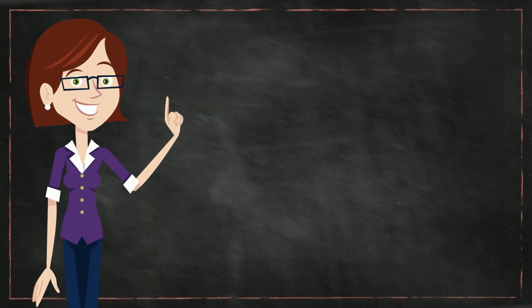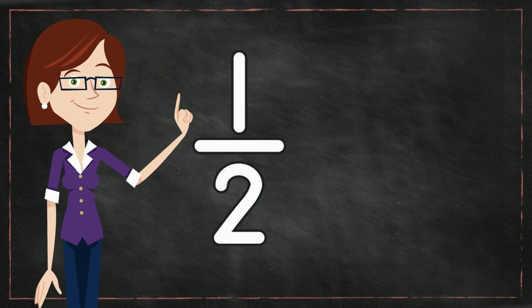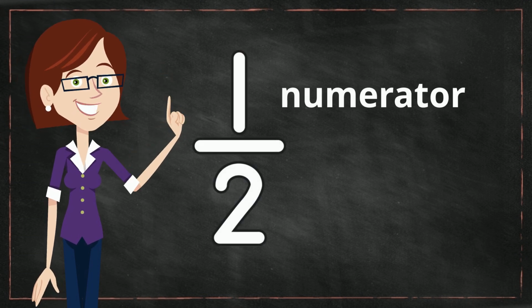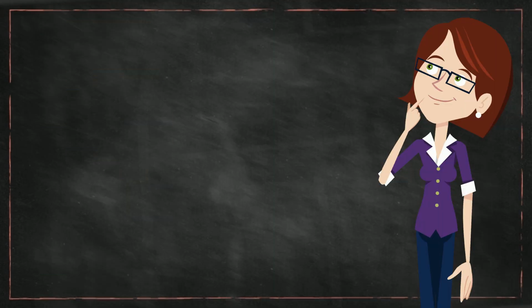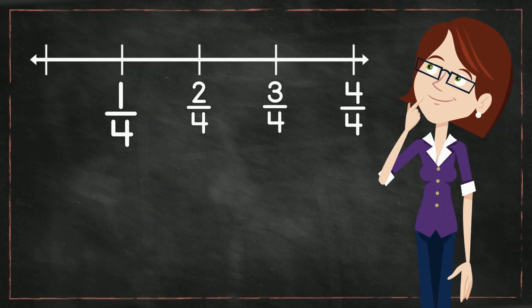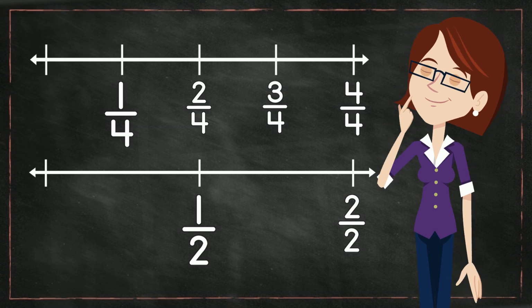We also need to make sure we're using the same vocabulary. In a fraction, the top number is called the numerator, and the bottom number is called the denominator. Number lines can be very useful tools when comparing fractions. Take a look at these two number lines. The top one has fourths, and the bottom one has halves.